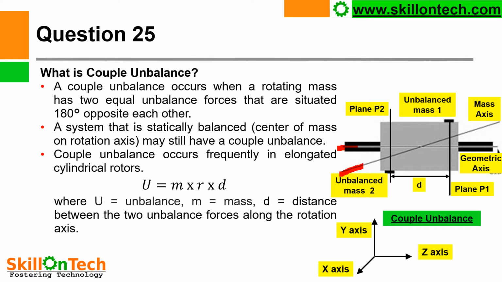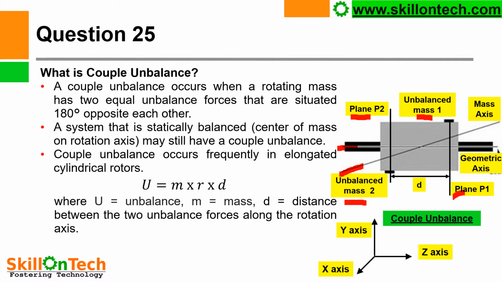Both are intersecting. A couple unbalance occurs when a rotating mass has two equal unbalanced forces that are situated 180 degrees opposite each other. So here you can see this is one unbalanced mass and this is another unbalanced mass, and both are in different planes. This is plane P1 and this is plane P2.